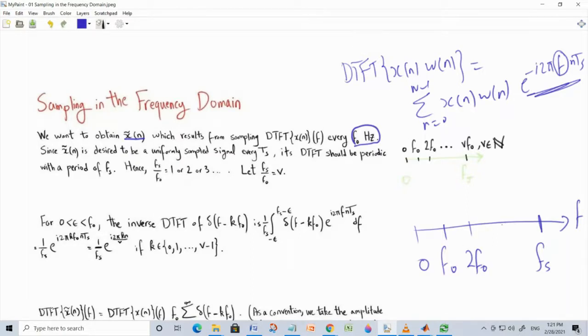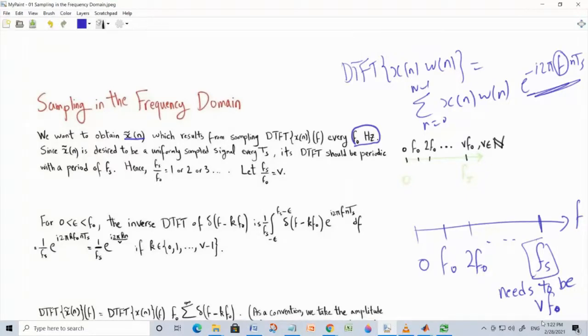Now what you want to do is take a sample at Fs also, so that your spectrum is repeated. So you get a periodic sequence that repeats every Fs. To do so, we need Fs to be V times F0, where V is an integer. If you don't do so, you get a spectrum that is not periodic with a period Fs, which means that the time domain signal is anything but a signal that is sampled every Ts seconds.